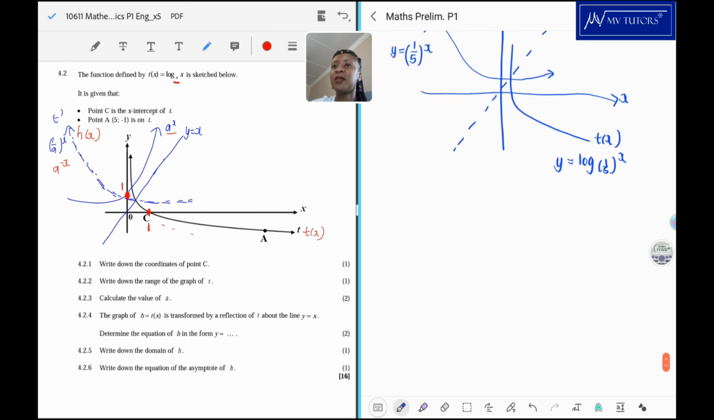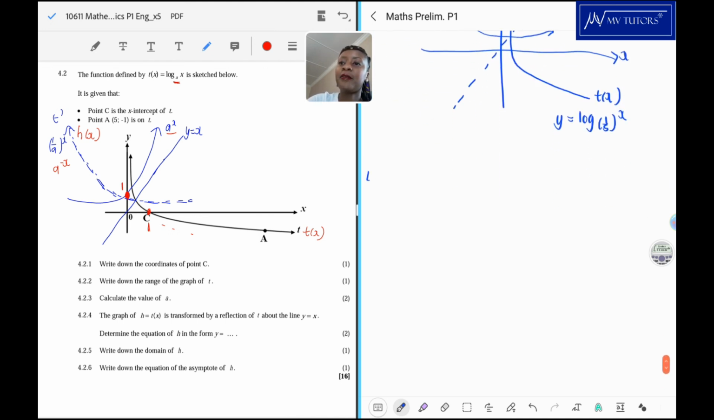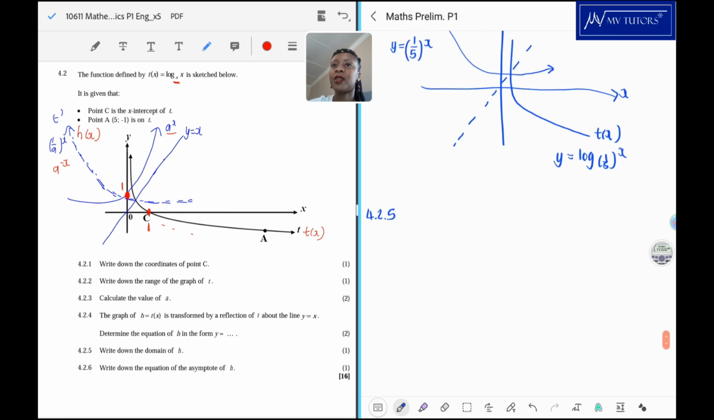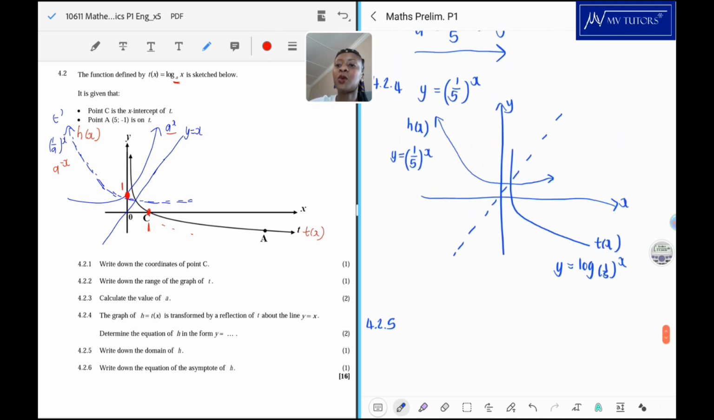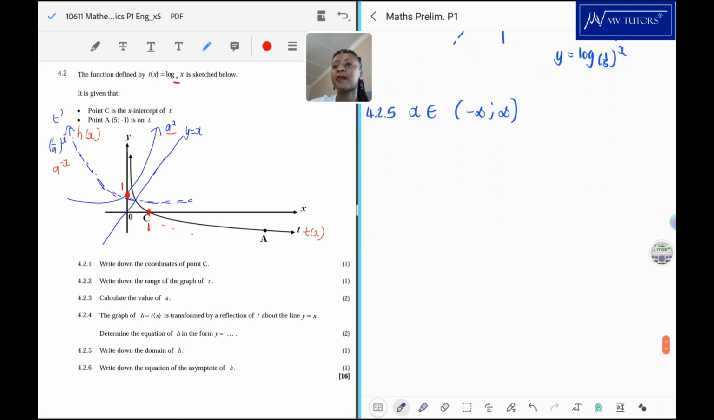I think let's not waste any more time. Now we have 4.2.5. Write down the domain of h. If we look at h, the domain is all the x values. Do you see on the negative x side, this graph can go on and on and on, and also on the positive side, it can go on and on and on. So therefore, x is an element of negative infinity to positive infinity.